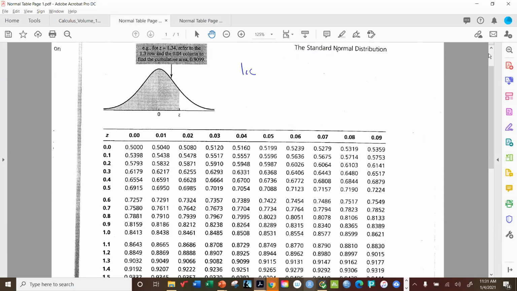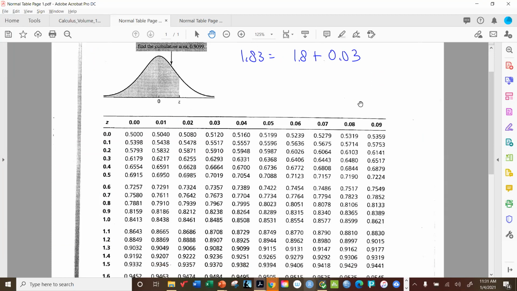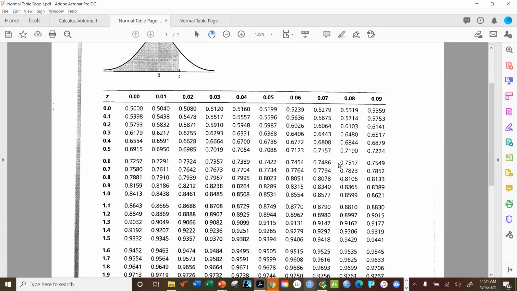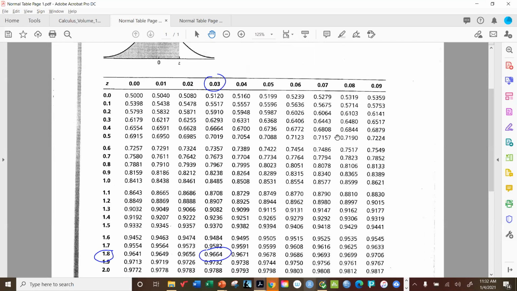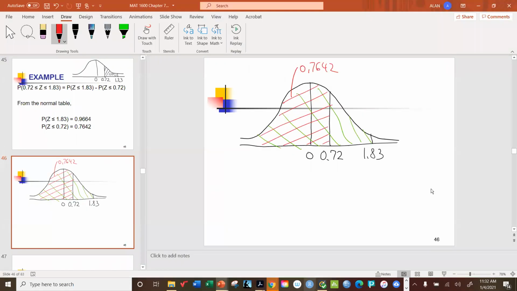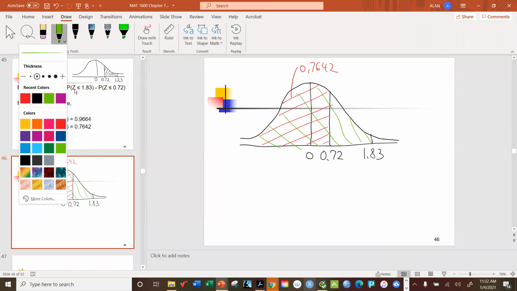1.83 is 1.8 plus 0.03. The 1.8 is way down here somewhere. Way down here. And then we have 0.03. The intersection between the two is 9664. So that green area is 9664.